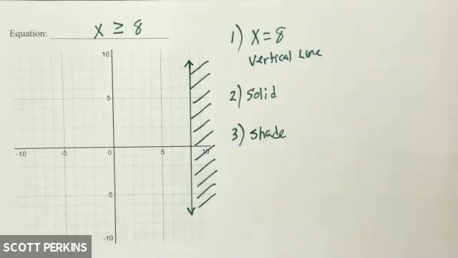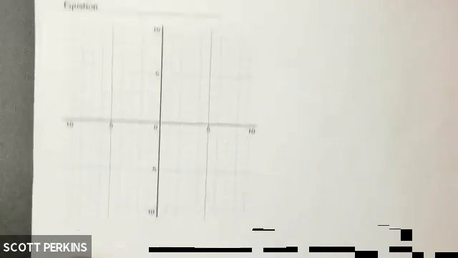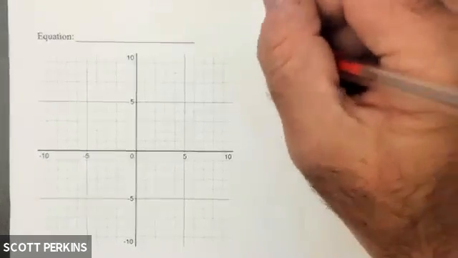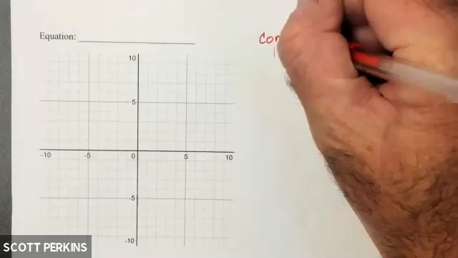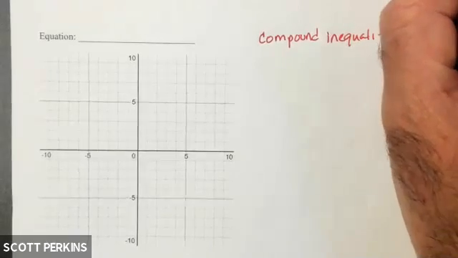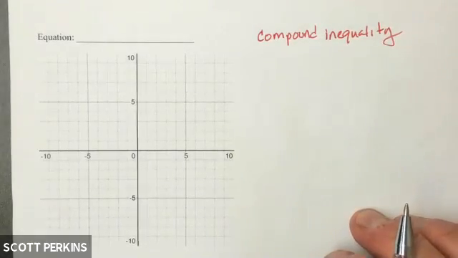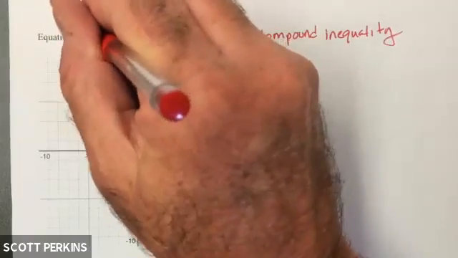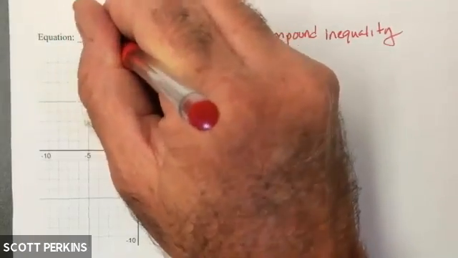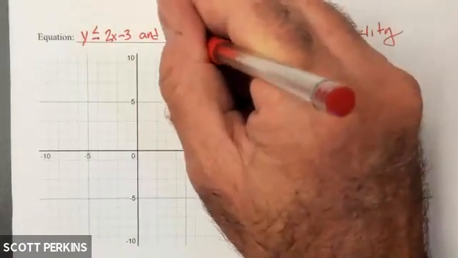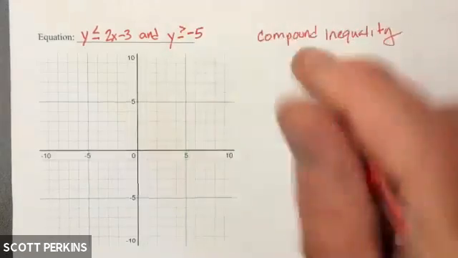Here's our last problem for the day. We're going to work this one together. The last thing for the day is what's called a compound inequality. There is nothing new here. Here's the example. We are going to work together in phases. We are going to graph y is less than or equal to 2x minus 3 and y is greater than or equal to negative 5.